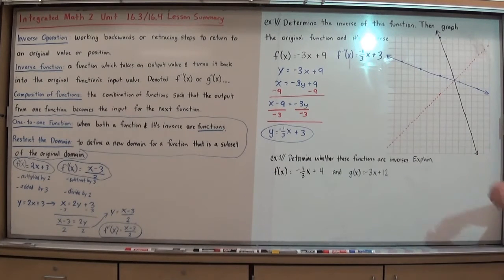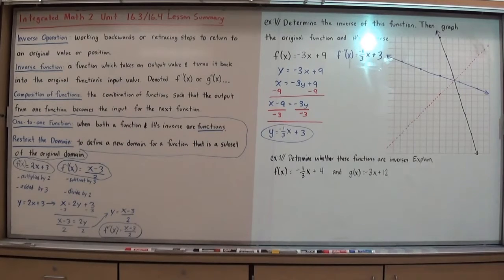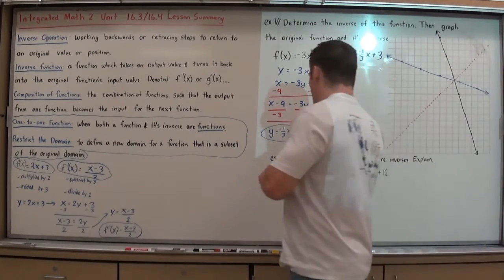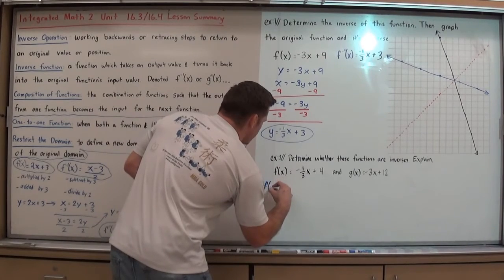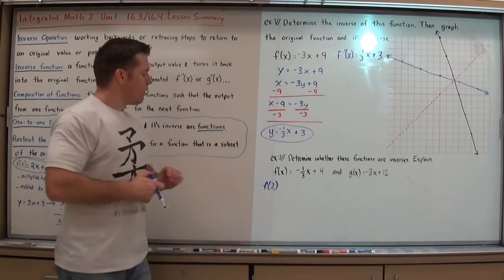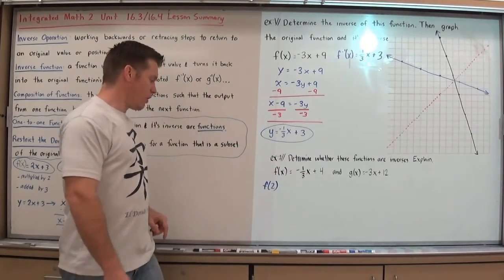Let's say I gave you two functions and I just want to know if they're inverses. Well, I could, of course, test this by graphing each of these and seeing if they do reflect over the line y equals x. But there's another way using composition of functions. What is composition of functions? Well, you've evaluated things before, like if I said f of 2, well, that would mean to plug 2 in for x in this equation and solve.